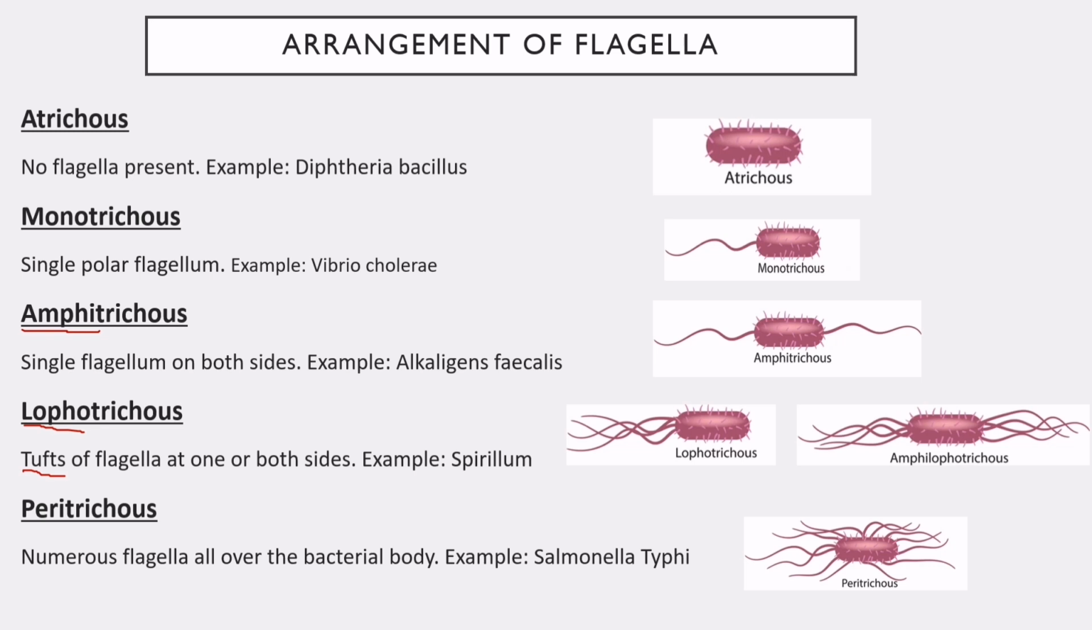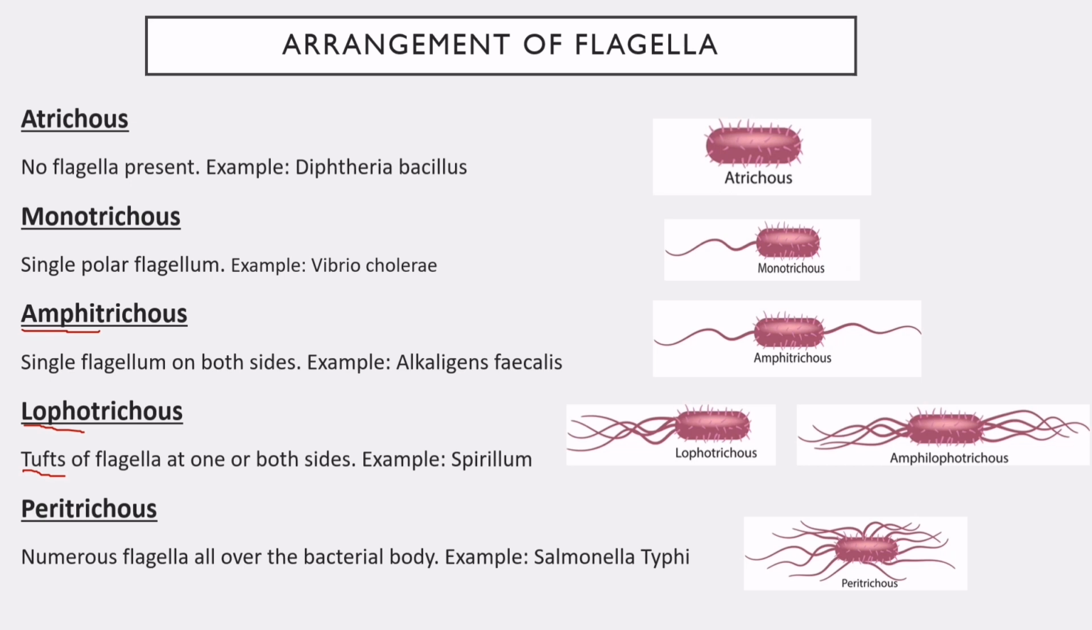Then peritrichous, where the whole body of the bacteria will be covered with the flagella. So you can see the flagella all around the bacterial cell. This is a peritrichous bacteria. Its example could be Salmonella typhi.